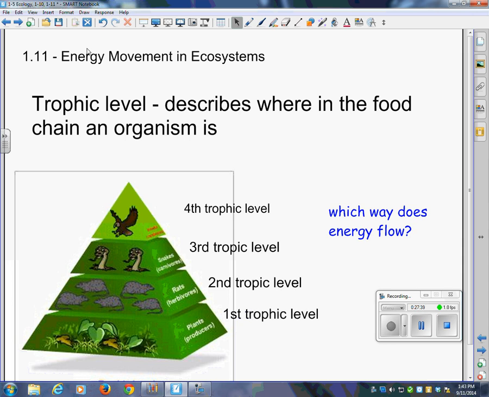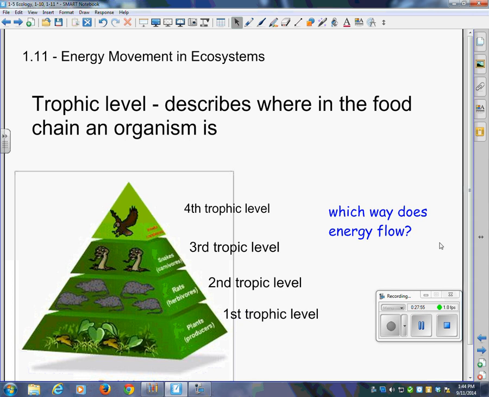Trophic level describes where in the food chain an organism is. Did you learn that in grade 7? You think trophic level? No? Okay, so the trophic level refers to where in the food chain an organism is. Now, this should be right on your sheet, right? So the first trophic level, second trophic level, third trophic level, fourth trophic level.